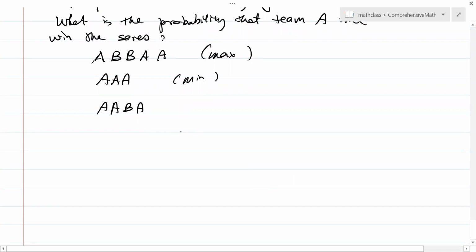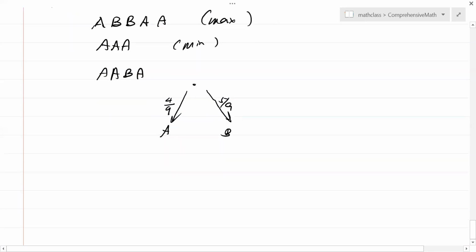The idea is that if A defeats B, I write down A. If B defeats A, I write down B. So there are two possible outcomes: you get A, or you get B. What is the probability? It's going to be 4/9 and 5/9. You stop here, then you continue.